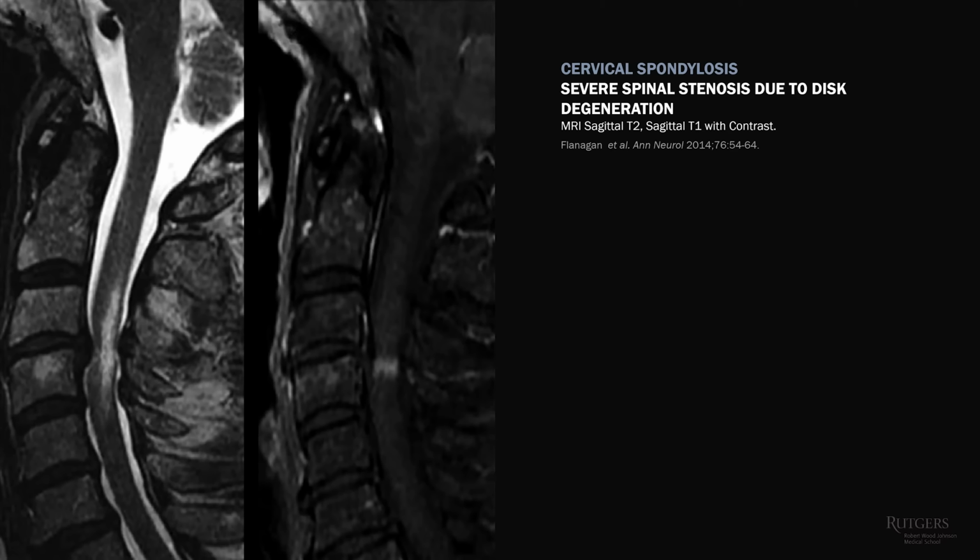You can see the bulging disc and spinal canal stenosis with cord edema, or T2 hyperintensity, and that transverse band of enhancement we talked about. Here is a closer look on an axial contrast enhanced T1 image.